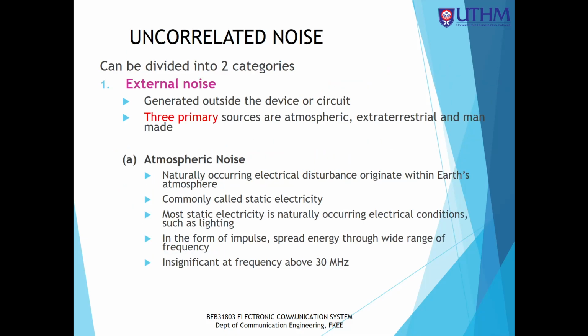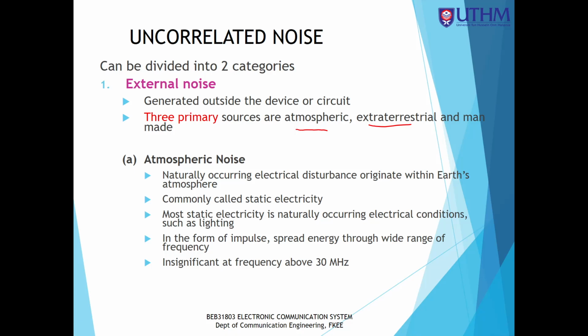So let's look at uncorrelated noise. Uncorrelated noise can be divided into external noise and internal noise. External noise is noise generated from outside of the device or circuit. There are three primary sources: atmospheric noise, extraterrestrial noise, and man-made noise.